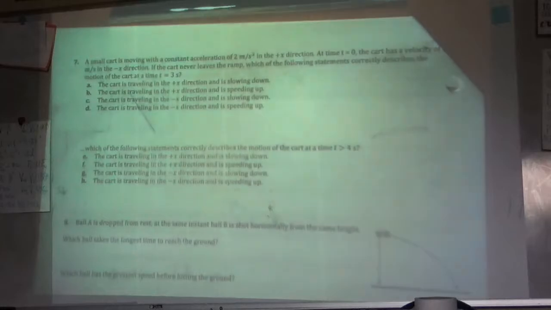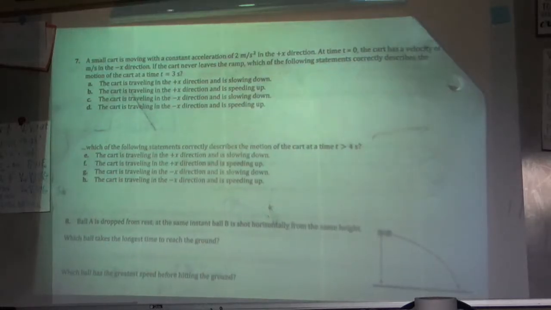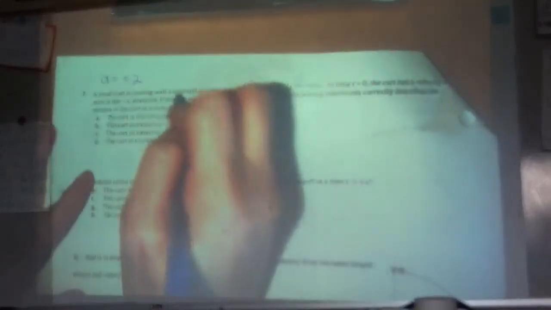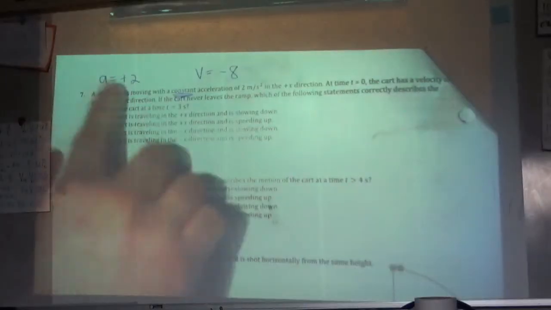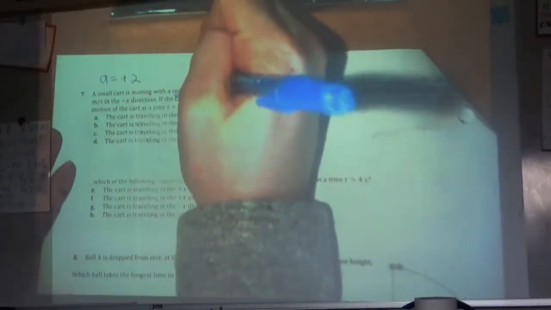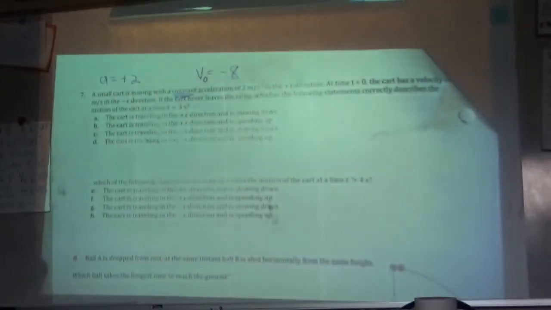For number 7, we have a small cart going at a constant acceleration of 2 in the positive x direction. At t equals 0, the cart has a velocity of 8 in the negative x direction. So my acceleration is positive 2, and that's constant, it won't be changing. And then I have a velocity of -8, but the velocity will be changing because there's an acceleration. That's just the velocity at t equals 0, or v naught, the starting velocity.